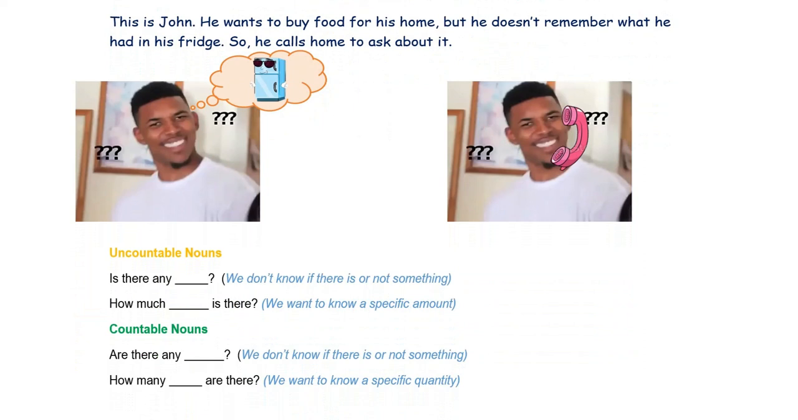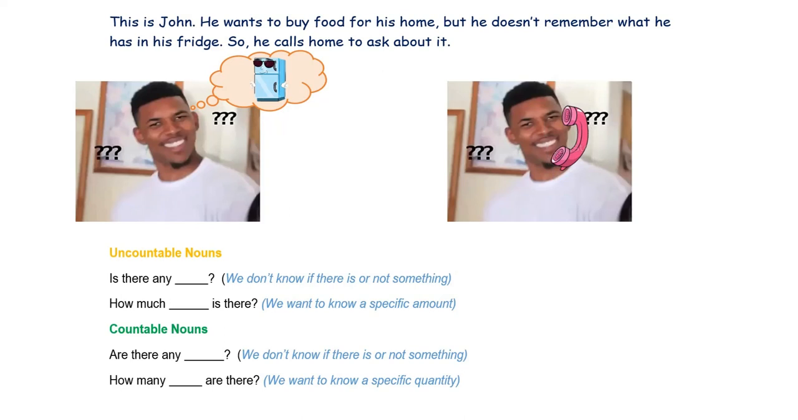Okay? This is John. Look at the picture. Very popular guy around the world. Well, this is John, and he wants to buy food for his home, but he doesn't remember what he has in his fridge. So he calls home to ask about, right? He wants to ask about the existence of food in his fridge, right? So he calls home now. He wants to know about quantities, about amounts.